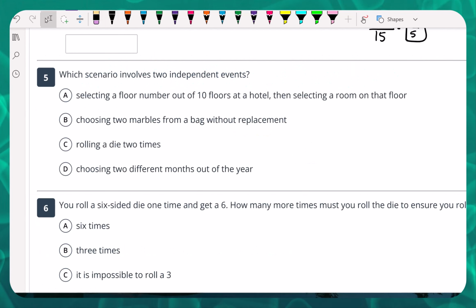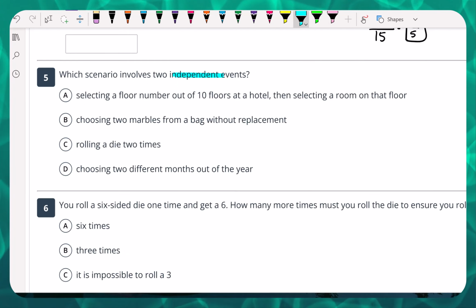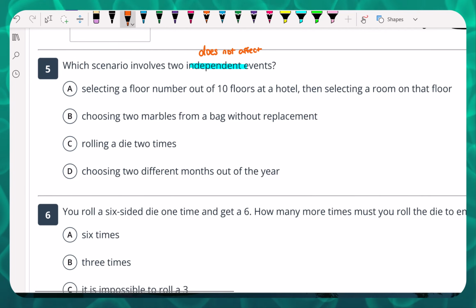Okay, question number 5 is asking about independent events. Now remember, independent means that one does not affect the other event. So it doesn't matter what you do with the first thing that you do, it doesn't affect the second thing. So selecting a floor number out of 10 floors and then selecting a room on that floor, that is absolutely conditional depending on the hotel floor that you pick. So this is out.